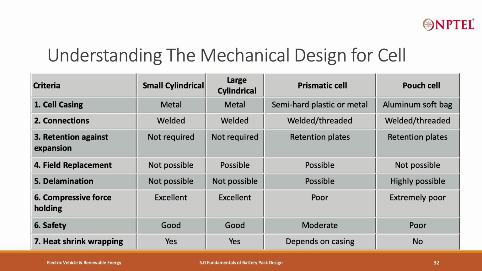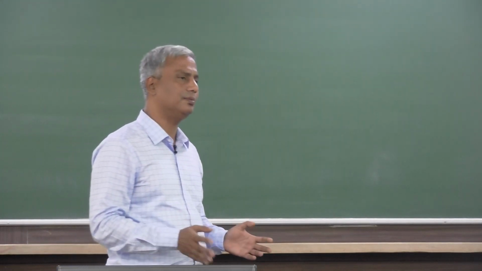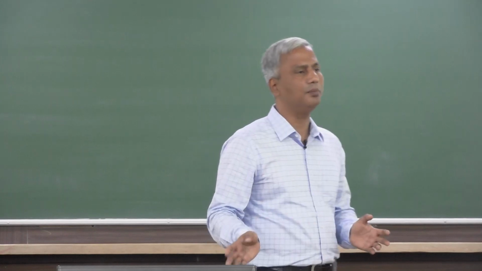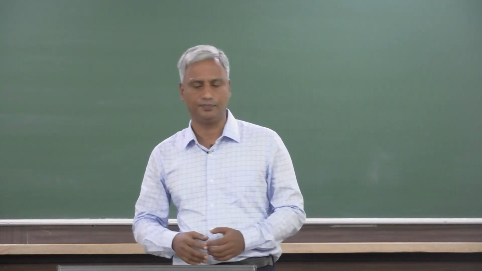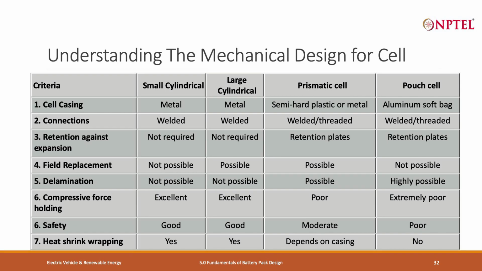Now in cylindrical, you have a small cylindrical, large cylindrical. In prismatic also you have a small prismatic, large prismatic. Even in pouch you have various capacities. So when you say cell casing for a small cylindrical or large cylindrical, mostly it is a metal. Now the good thing about this cylindrical cell is the pressure during expansion or contraction is uniform over the surface except top and bottom. So this is basically made from metal, mostly aluminum.